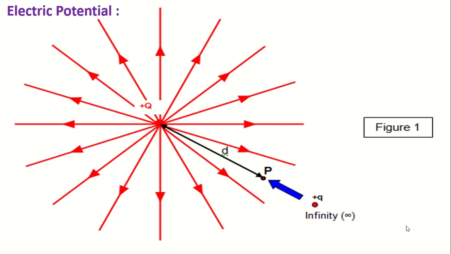So here I am the agent, and here the work done by the agent will be positive, because to bring the positive charge from infinity to any point in the electric field, the work is done against the repulsive force. So more work is needed to bring the positive charge from infinity to any point in the electric field, because you know positive charges repel each other.